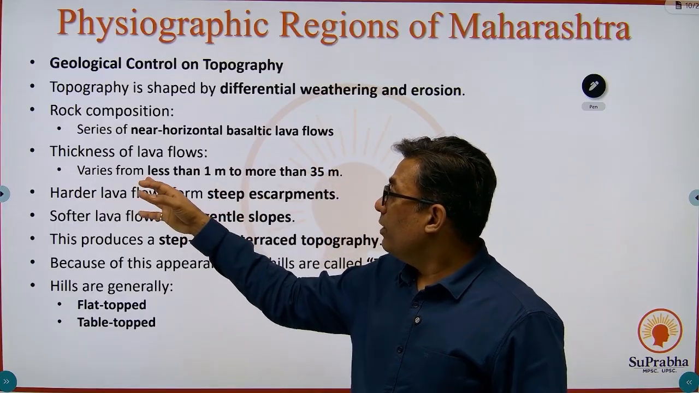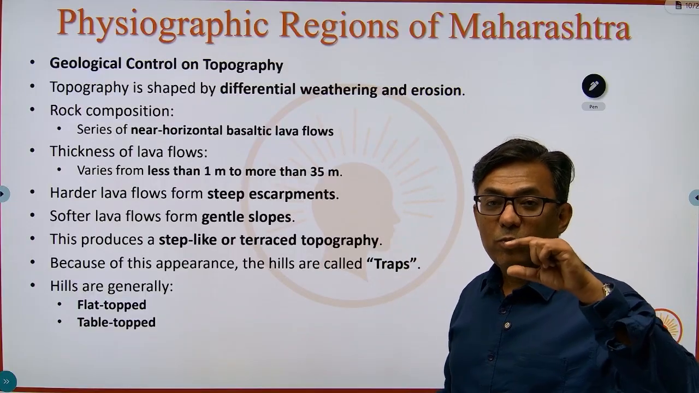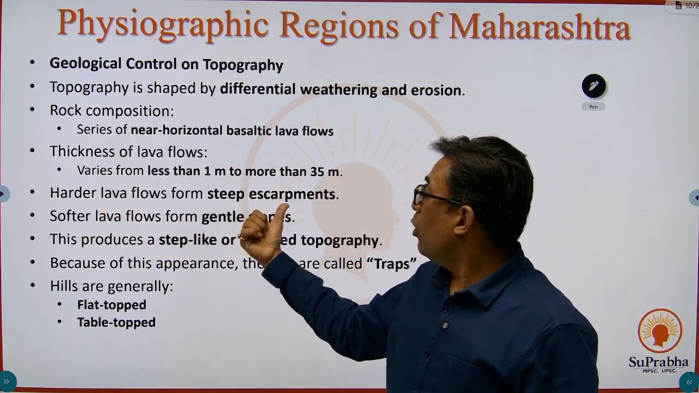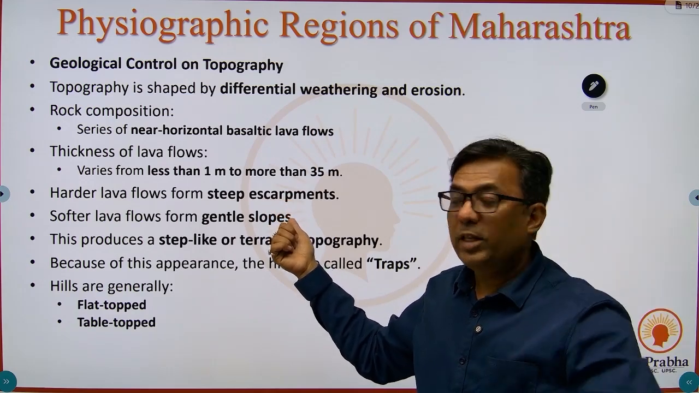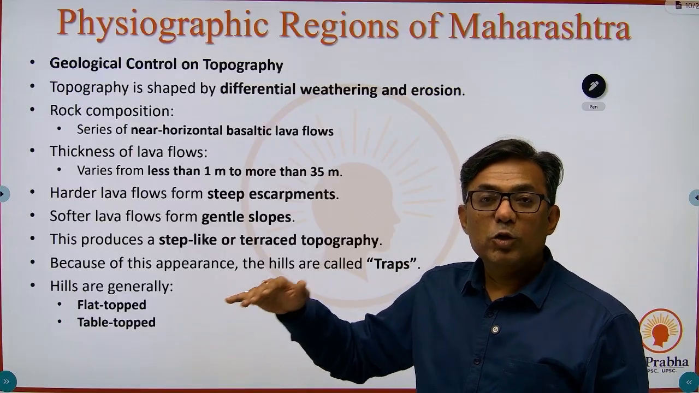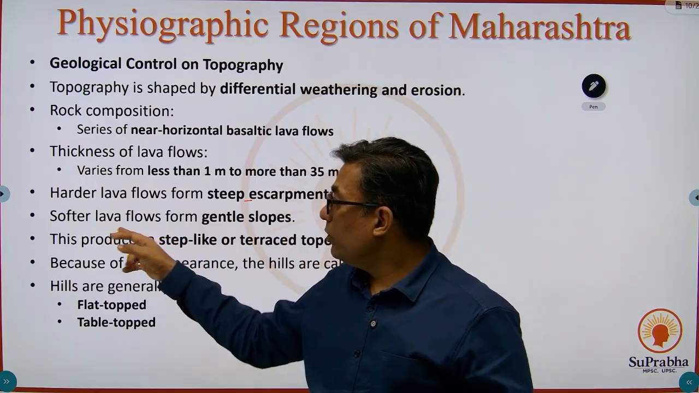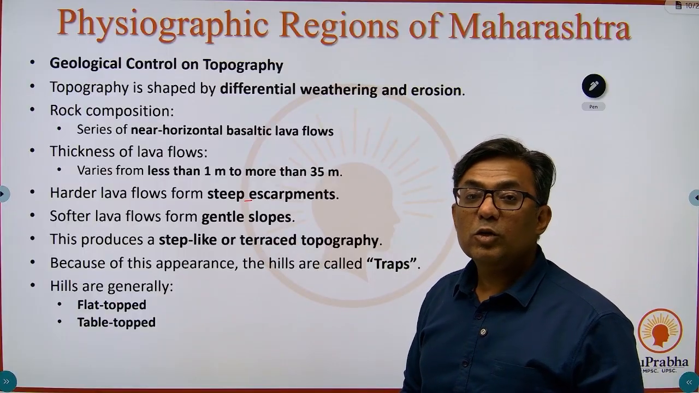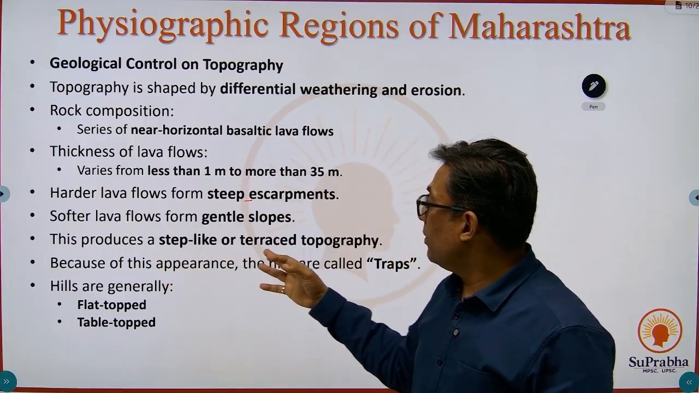The thickness of the lava flows varies from less than 1 meter to more than 35 meters. So these layers of lava vary in thickness. Now, the harder lava has formed steep escarpments. What are escarpments? Steep faces of the mountains. The softer lava, which is less viscous, has flowed to form gentle slopes. So mostly the viscous lava has formed steep escarpments. This produces a step-like or terrace topography.